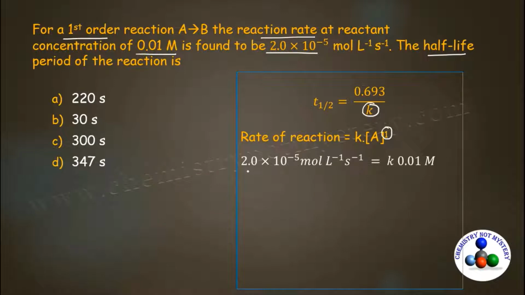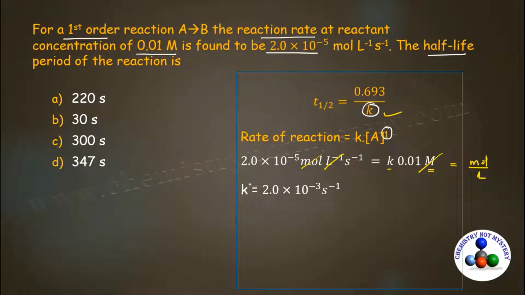So you will get 2 into 10 raised to minus 5 mole per liter per second is equal to rate constant multiplied by 0.01 molar. Molar can also be written as moles per liter. So here molar and moles per liter will get cancelled out. And when you solve this equation, you will get the value of k is equal to 2 into 10 raised to minus 3 per second. Now we have calculated the rate constant.